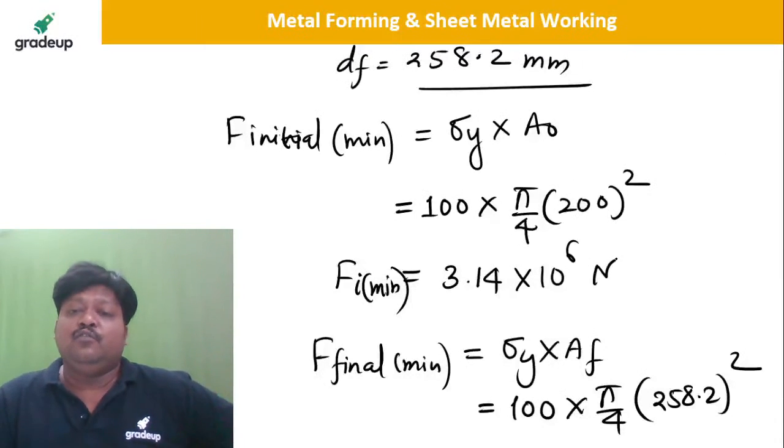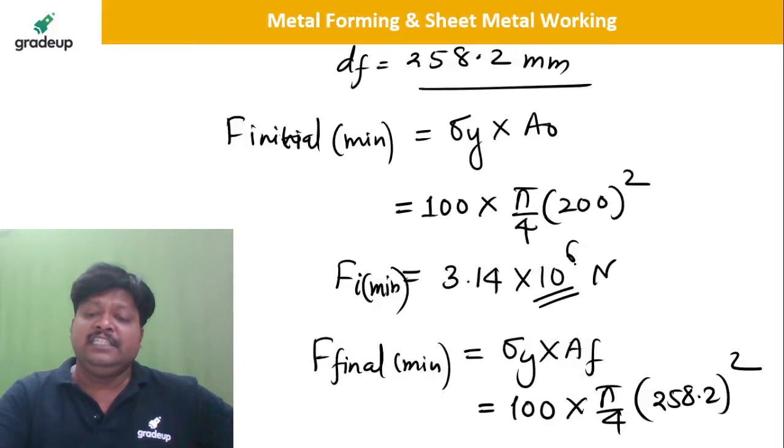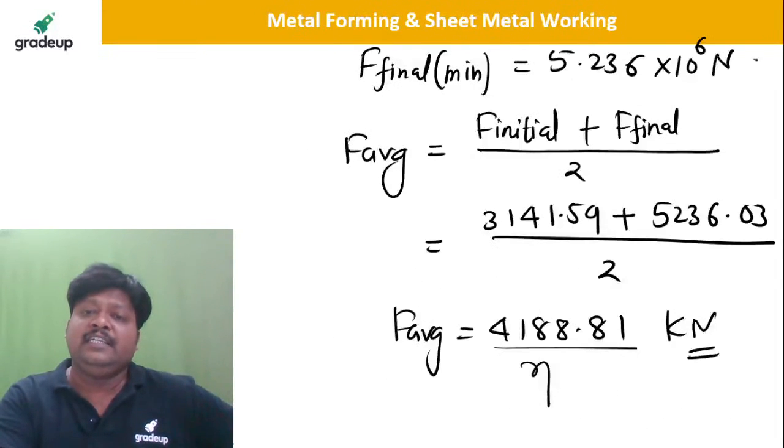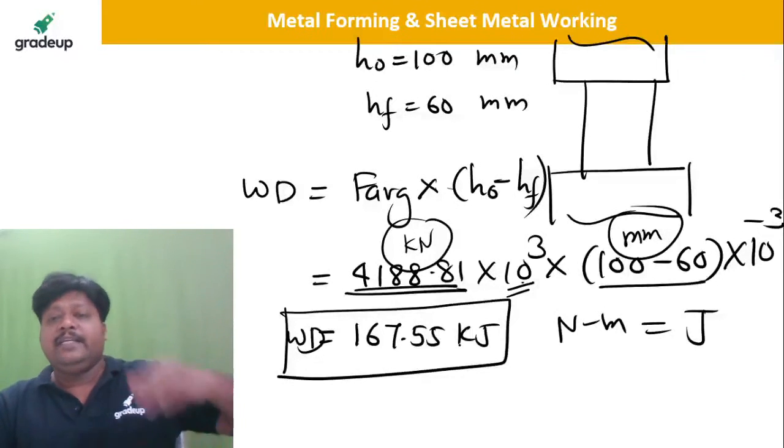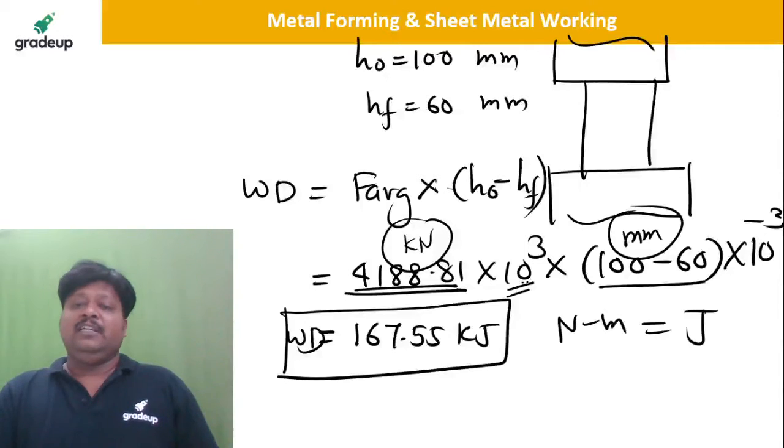See here, the forces were initially in meganewton, then I wrote them in kilonewton. So these are the forces: 4188.81, it is a kilonewton force. Now this kilonewton force multiplied by this kilonewton means what? I have to multiply by 10 to the power 3 Newton. Same thing I have done here, 10 to the power 3.